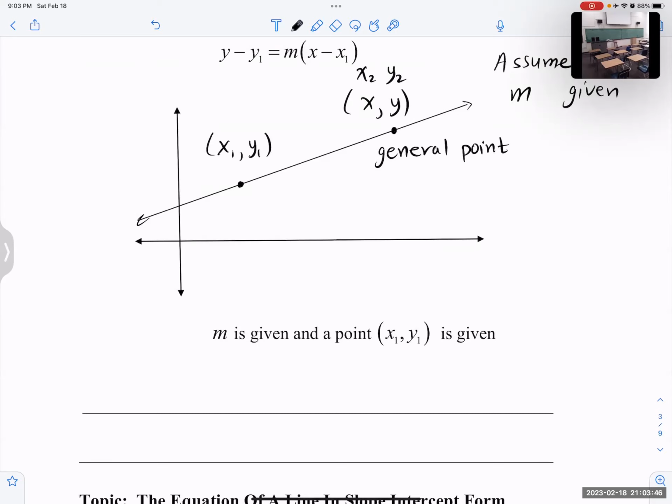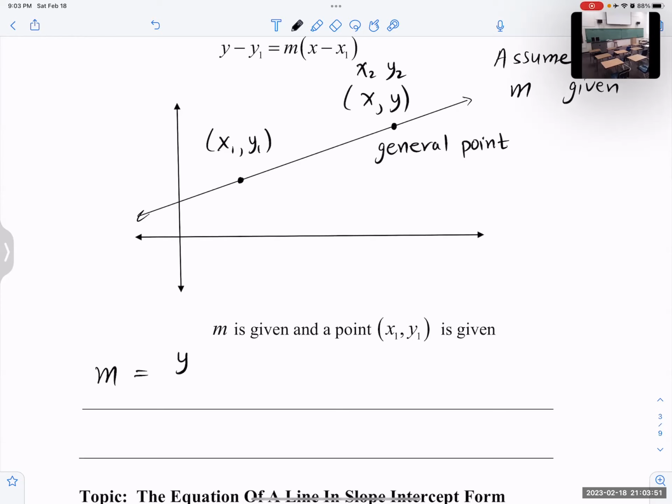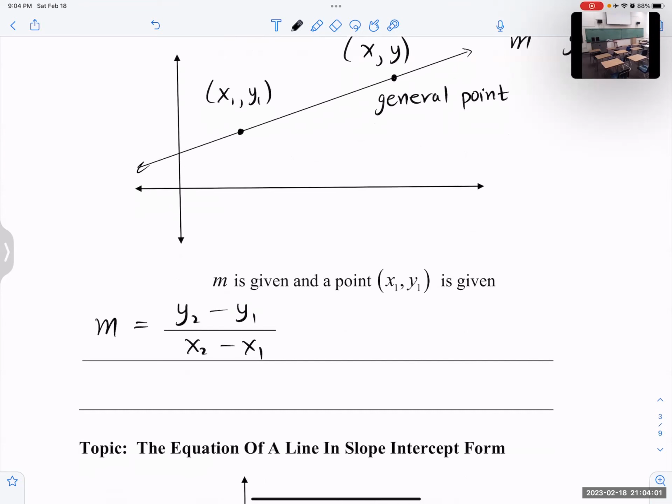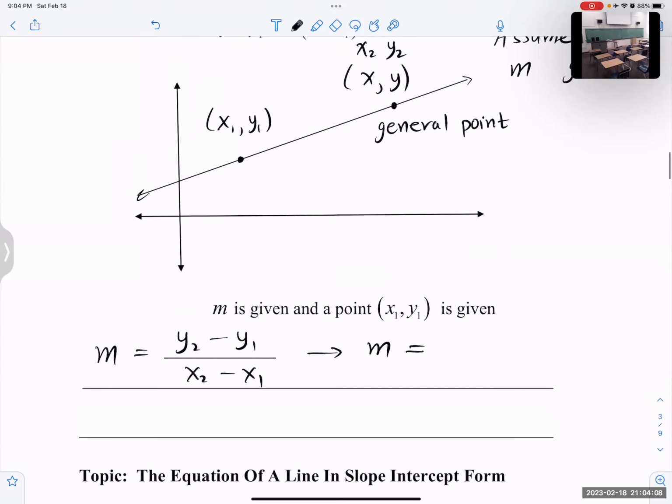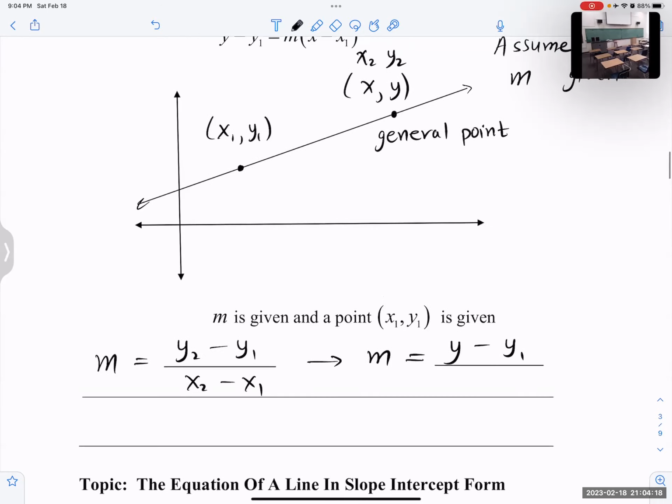So since the slope formula is y sub 2 minus y sub 1 divided by x sub 2 minus x sub 1, we're going to substitute. For y sub 2, we're going to substitute the general y coordinate, which is y, minus the given y coordinate y sub 1, divided by x sub 2, which is variable x, minus x sub 1.